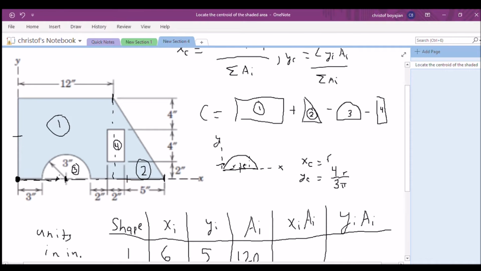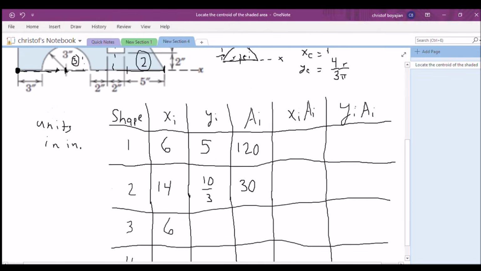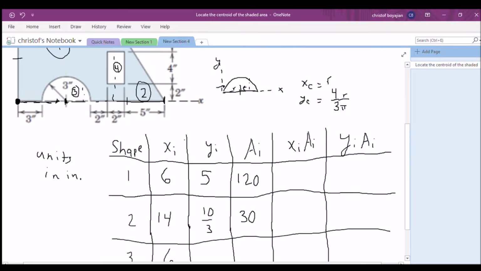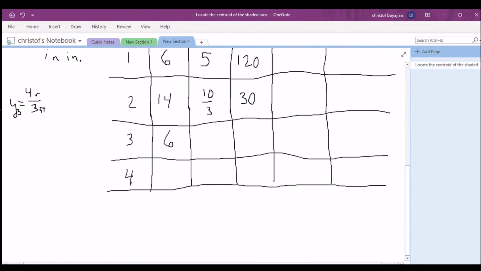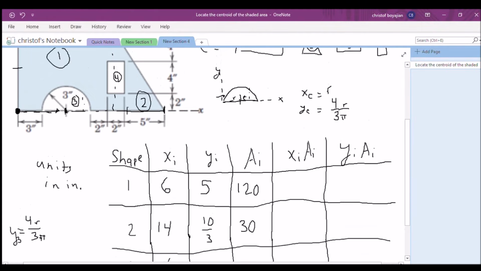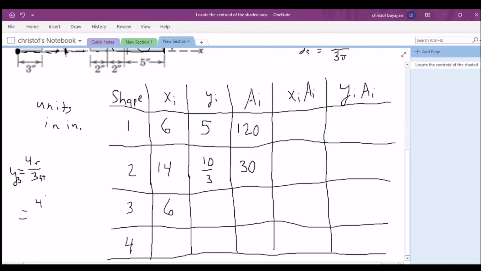Now our y, from the x-axis up vertically, let's use the formula that we have here, 4r divided by 3 pi is our y. I'll put y3 because this is our third shape we're dealing with here. So our radius is 3. So 4 times 3 divided by 3 pi. And it should just be 4 over pi. So let's go ahead and put that right here. 4 divided by pi.